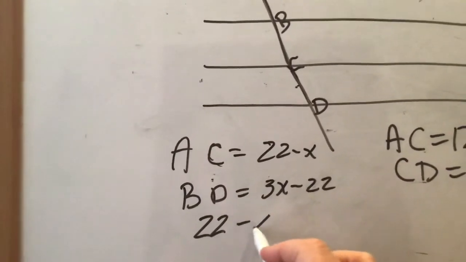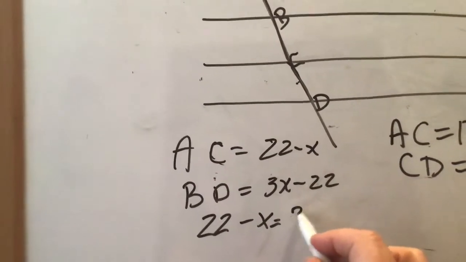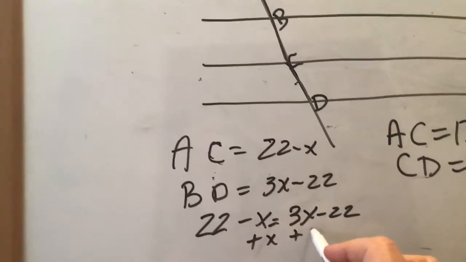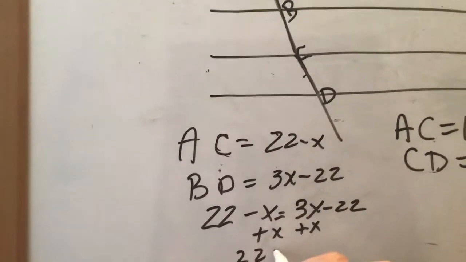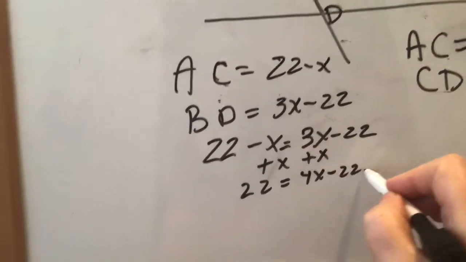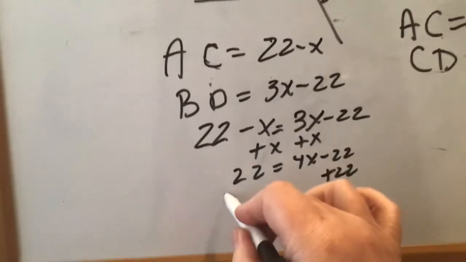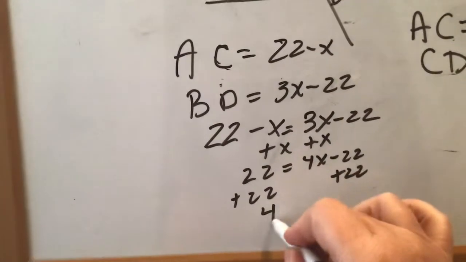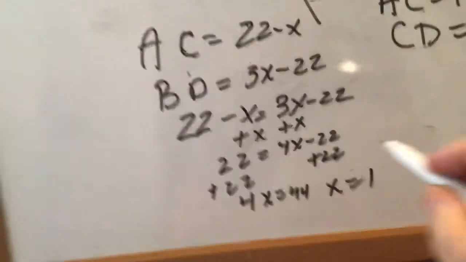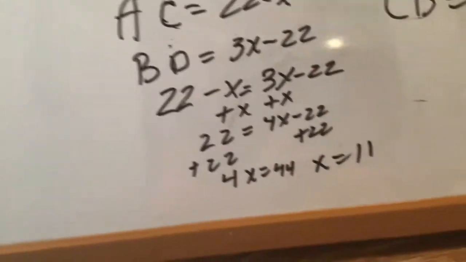So 22 minus x is equal to 3x minus 22, so we'll add x to both sides. So 22 equals 4x minus 22, add 22 to both sides, and 4x equals 44. So x equals 11. Okay.